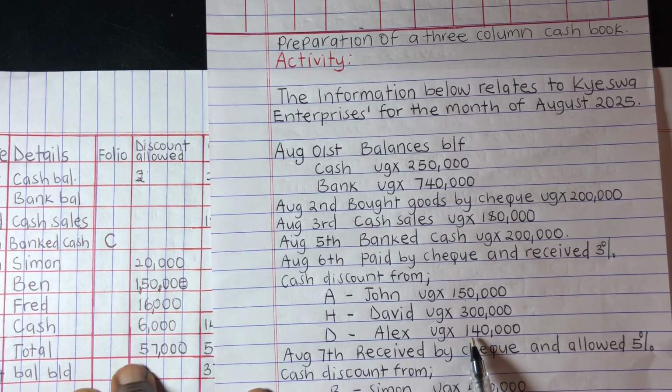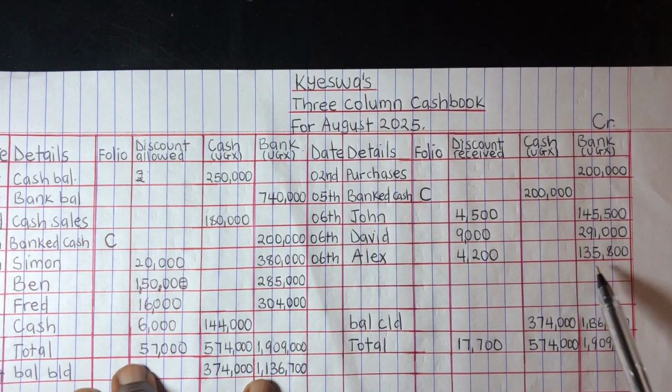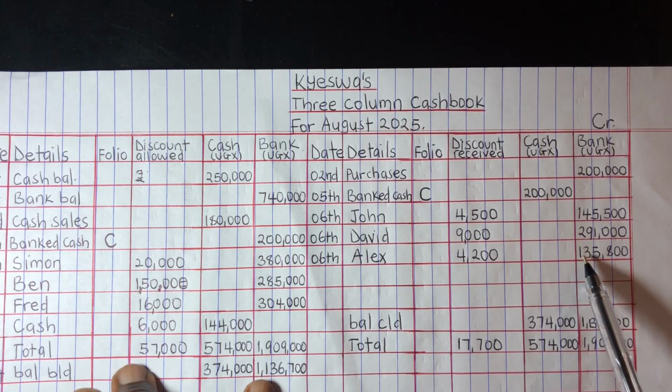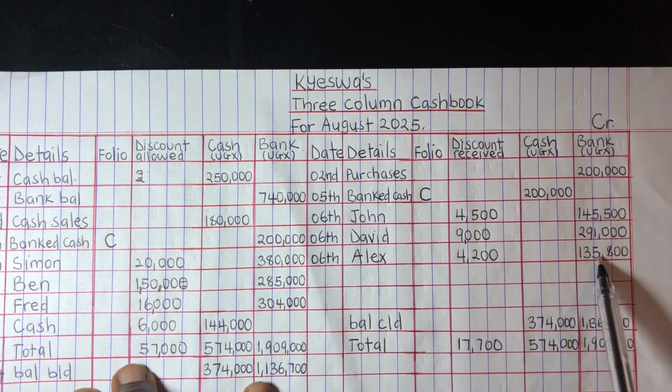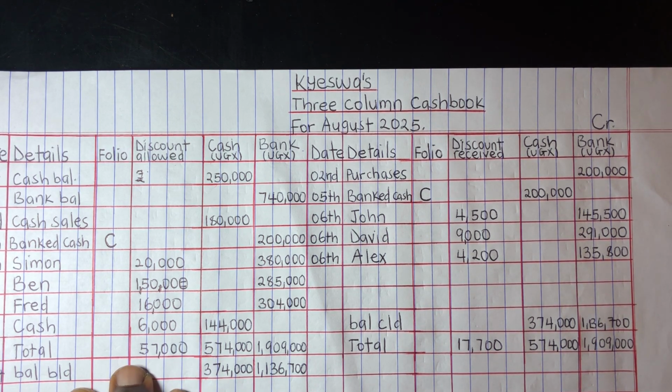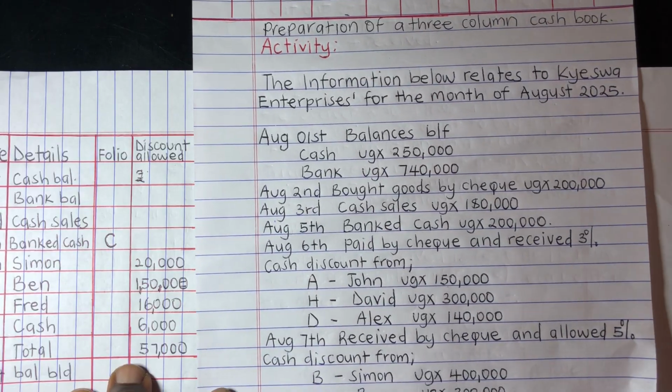4,200. If you reduce 4,200 from 140,000, you get 135,800. So that is Alex, meaning Alex was paid 135,800, not 140,000. So we are done posting that of Alex and the colleagues.